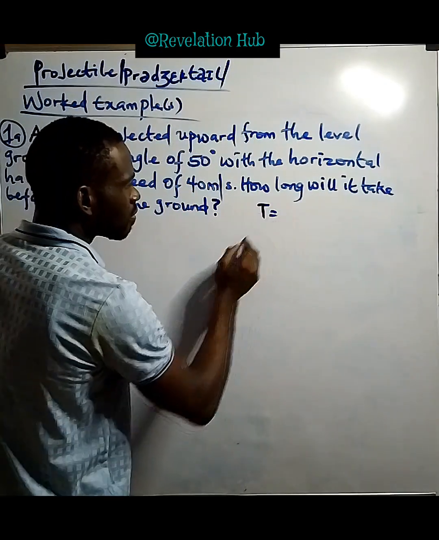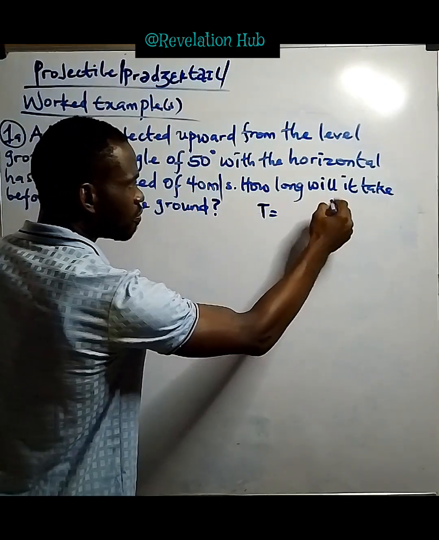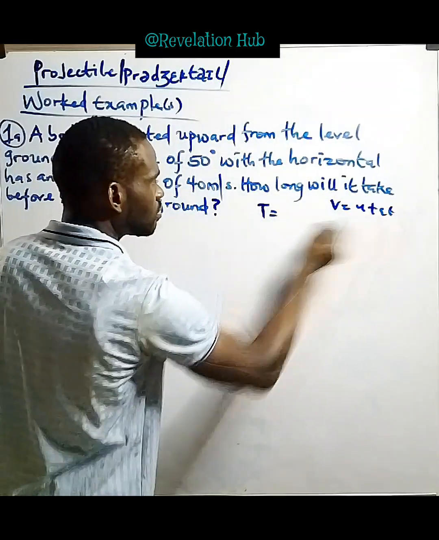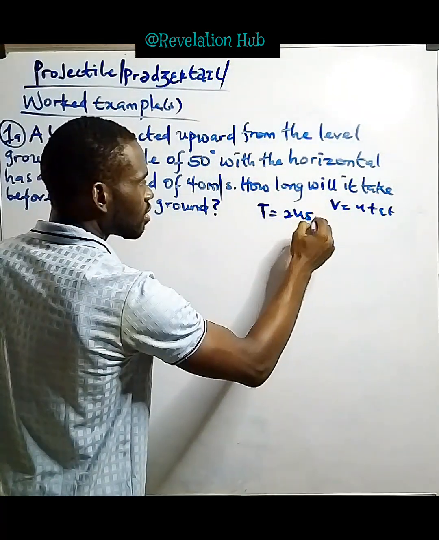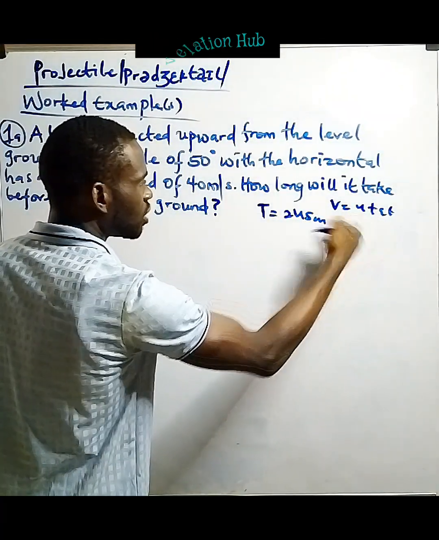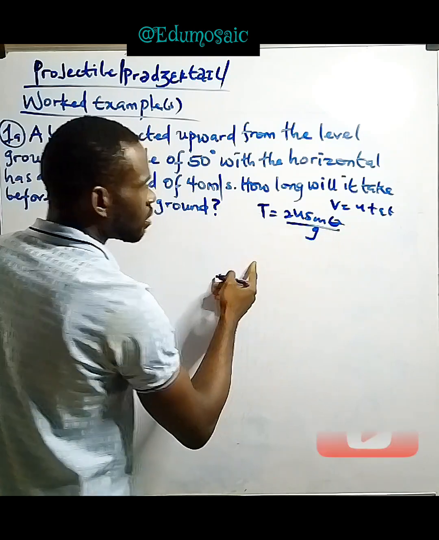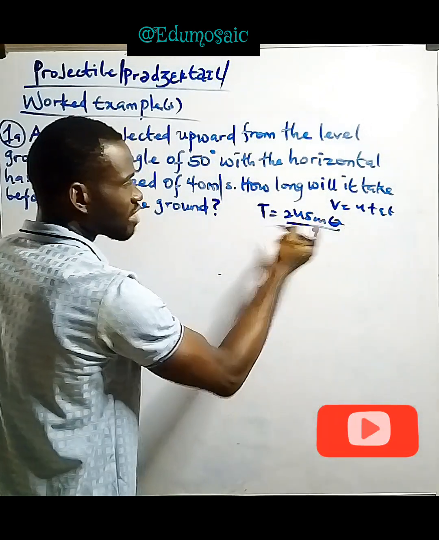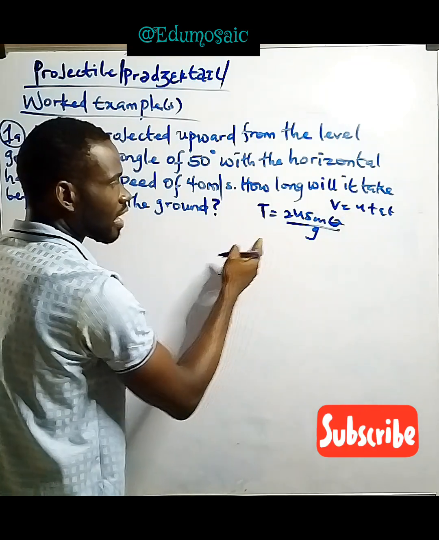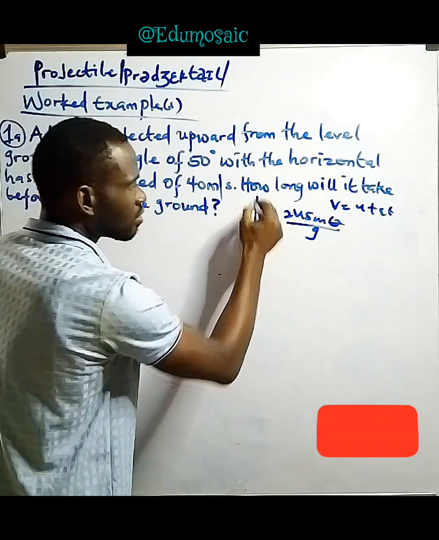Total time of flight. Don't forget what we derived. We got that from v equals u plus at, so that is u sine theta minus gt. So the total time is 2u sine theta divided by gravity. The time of flight to max height is u sine theta over g, but the total time of flight is 2u sine theta over g. Don't forget this.